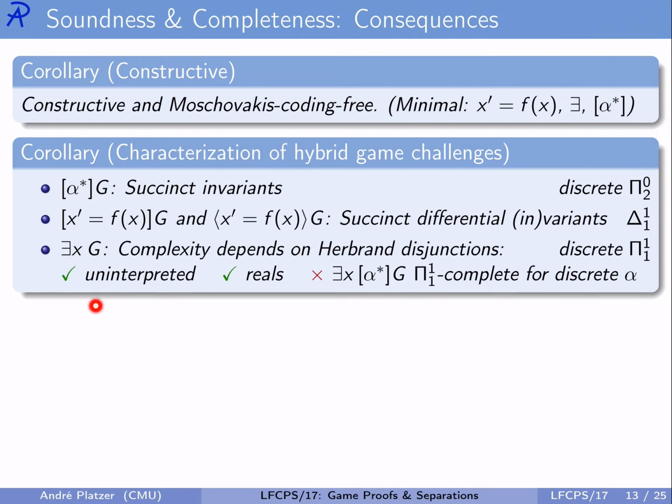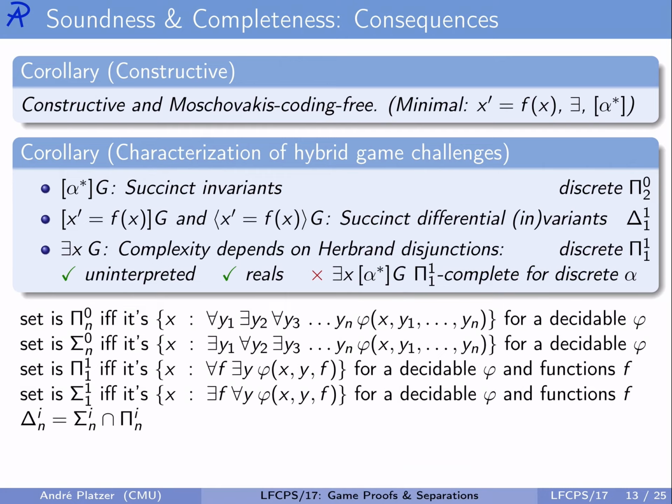If it's, for example, uninterpreted, it's pretty easy, semi-decidable. If it's over the reals, it's decidable after quantifier elimination, thanks to Tarski. And it turns out the only hard case is the case where you have questions such as, is there an X such that all ways of running a loop are safe, which is already Pi-1-1 complete, even for discrete programs, and of course it can't be much easier for hybrid games either.